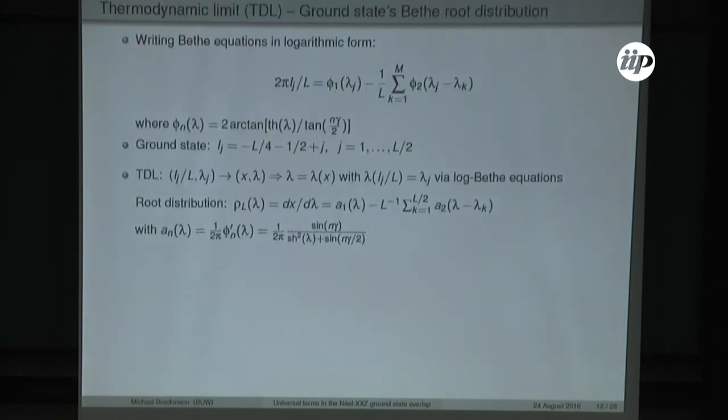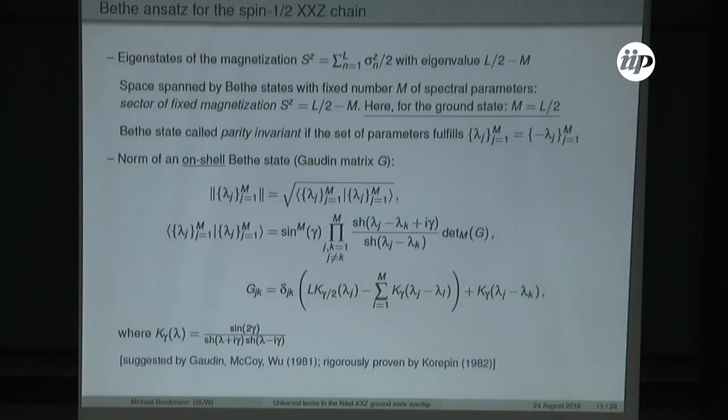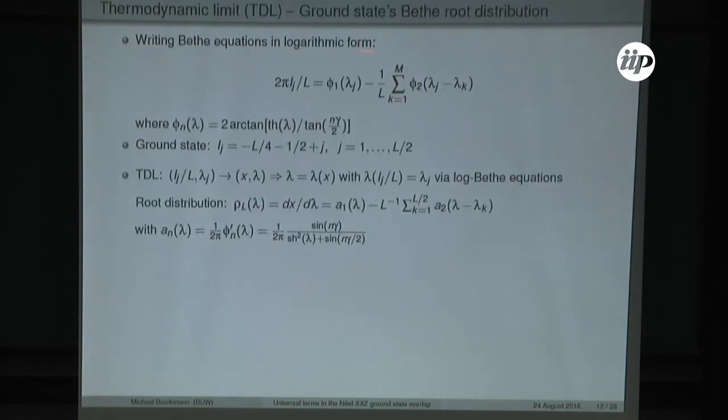Before I come to the overlap formula of the ground state with the Néel state, let me just briefly sketch some properties of the ground state in the thermodynamic limit. You can write the beta equations in the logarithmic form, which look like this, where I_j are some quantum numbers. For the ground state, they are symmetrically distributed with respect to 0, and these are the quantum numbers which are as close as possible to 0.